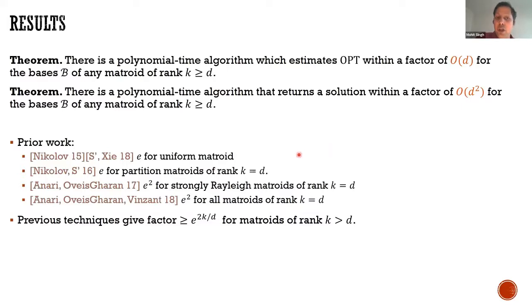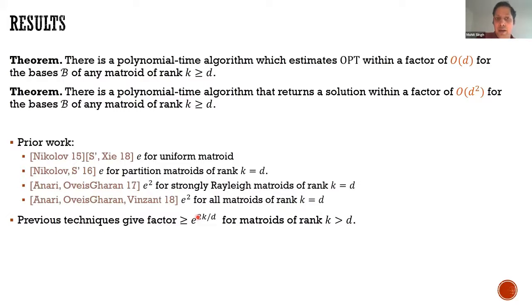There's been a lot of work on uniform matroids, and constant factor approximations are known for uniform matroids. They're also known for partition matroids and more general matroids as well, as long as the rank of the matroid, which is the size of the set you're picking, is the same as the dimension of the vectors. You can also apply all of these techniques for the larger rank. Unfortunately, then the approximation factor grows exponentially in the size of the set that you're picking. Okay, all of these techniques generalize.